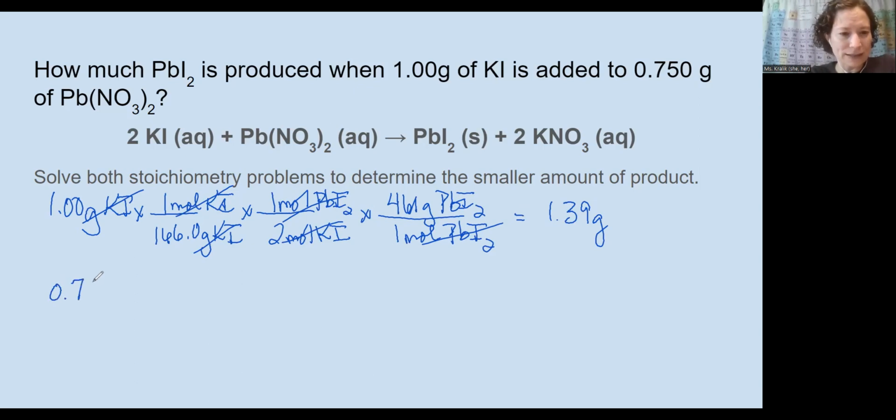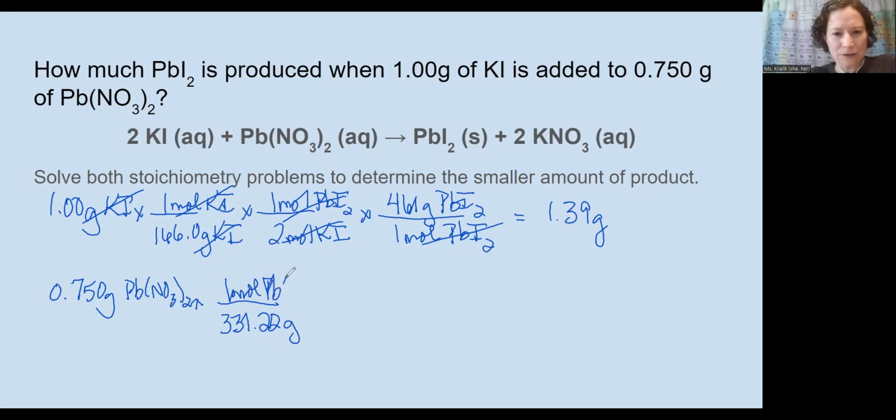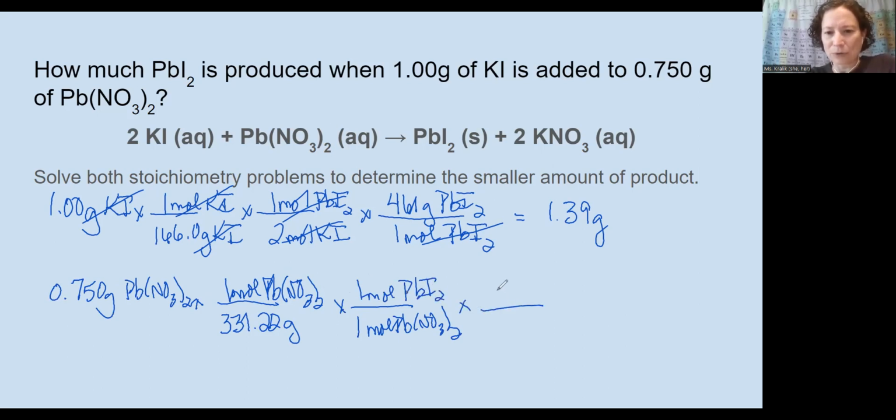So let's see, 0.750 grams of lead-2 nitrate. All right, that one has a much larger molar mass, 331.22 grams. Okay, in this case, it's a 1-to-1 ratio. 1 mole Pb(NO3)2 for every 1 mole of PbI2, which makes sense. And then same molar mass, 461 grams PbI2, 1 mole.